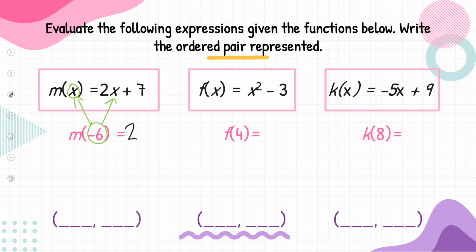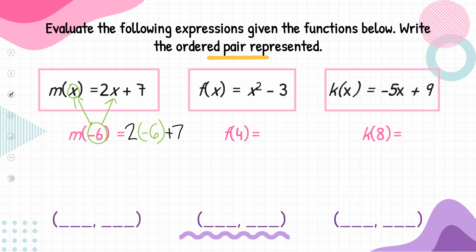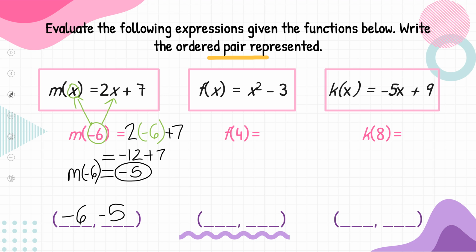So I'm going to have 2 times negative 6 plus 7. Well, 2 times negative 6 is going to give me negative 12 plus 7. And negative 12 plus 7 is going to equal negative 5. So that's our output value. So where m was equal to negative 6, we had an output value of negative 5. And this gives us the ordered pair negative 6, negative 5.